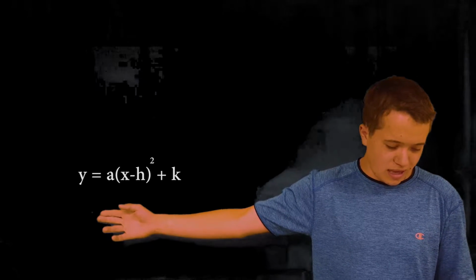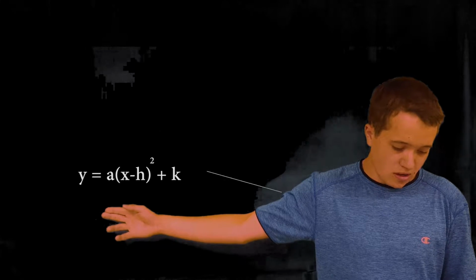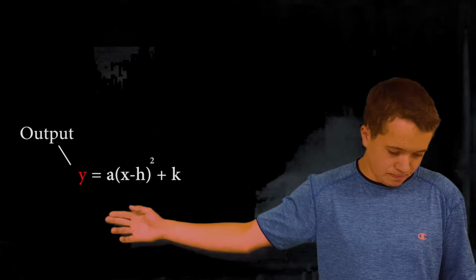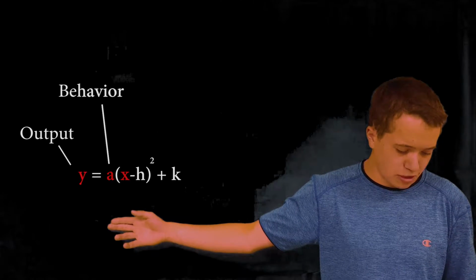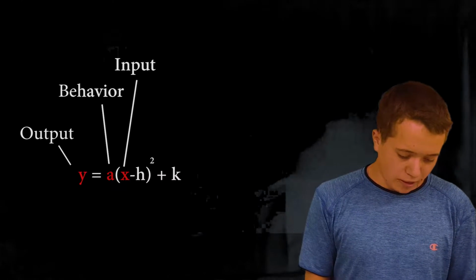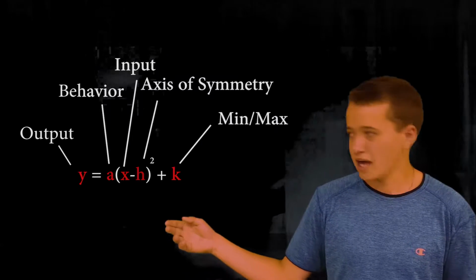Vertex form looks like this: y equals a(x minus h) squared plus k. The y again represents the output, the a represents the behavior, and the x represents the input, while the h represents the axis of symmetry, and the k is the min or max of the parabola.